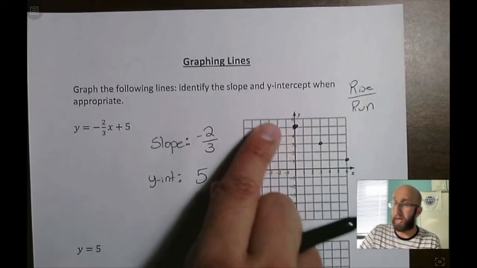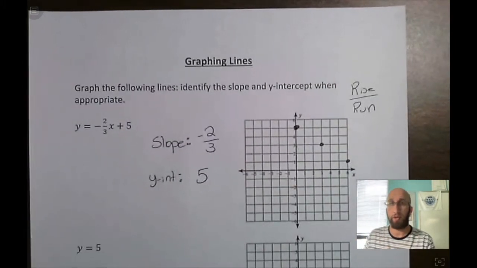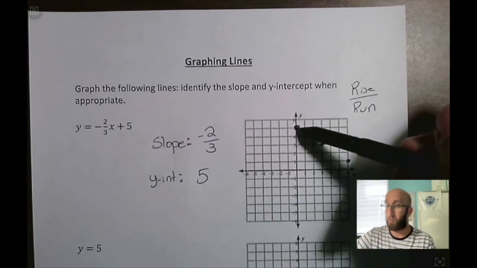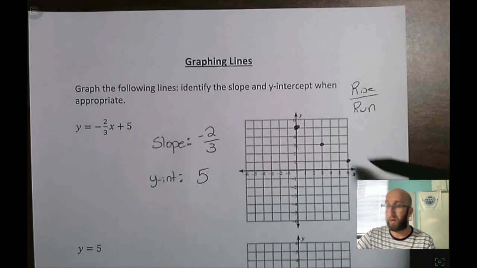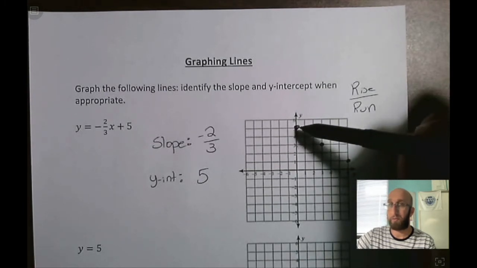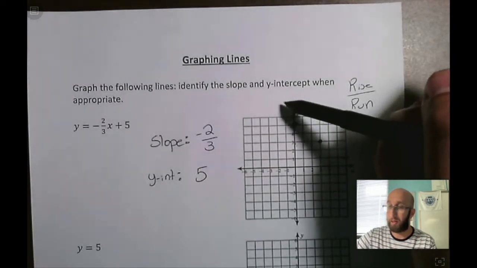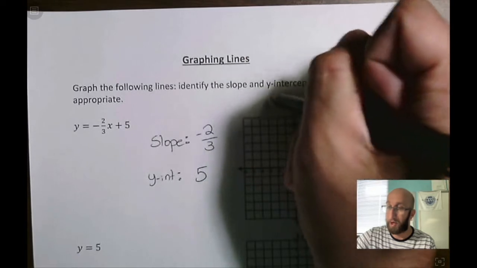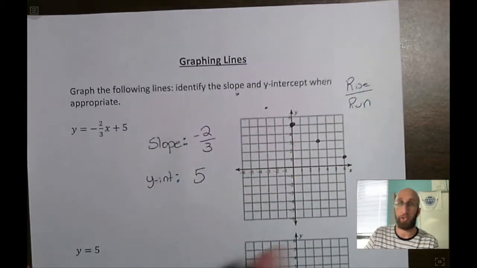If I wanted to add more points in this direction, a lot of people get kind of stuck there. Reverse everything you just did. My pattern was down 2, right 3, down 2, right 3. So if I wanted to go the opposite direction, flip those directions: up 2, left 3, up 2, left 3. It should make sense because your points should line up.